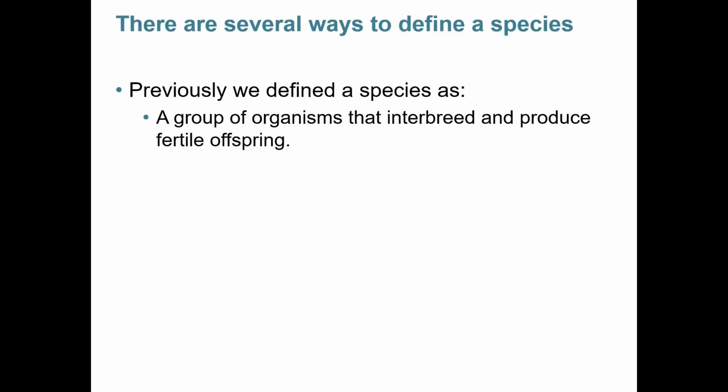Usually when I ask students what does species mean, they tell me that it's a group of organisms that can interbreed and produce fertile offspring. And that's mostly true. But that's only one definition of what a species can be.